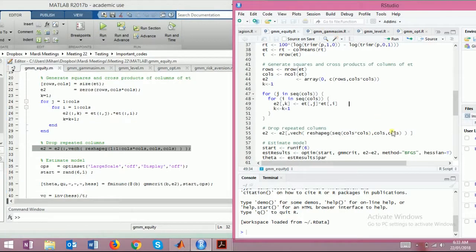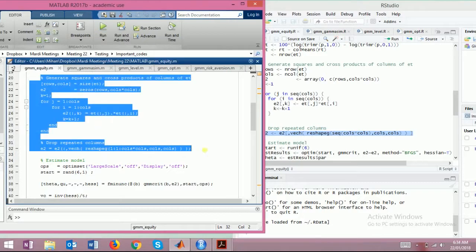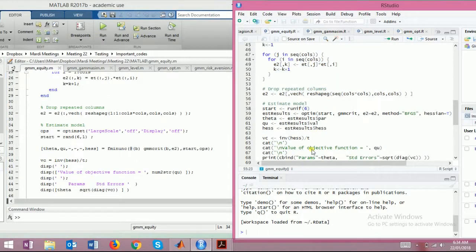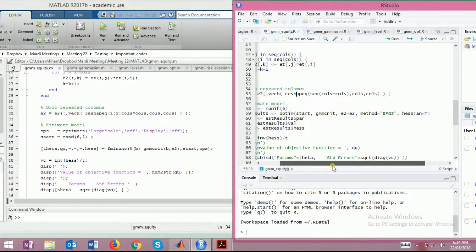So we drop repeated columns with this code here. This is kind of something to remember as well. All rows, then we do vec stacking together, and we are reshaping this. So two things: we generated cross products and we dropped repeated columns. Step 1 is to generate cross products. Step 2 is to drop repeated columns. So cross products are generated by making squares of columns, then repeated columns are dropped from these squares, then we estimate with our regular optimization.